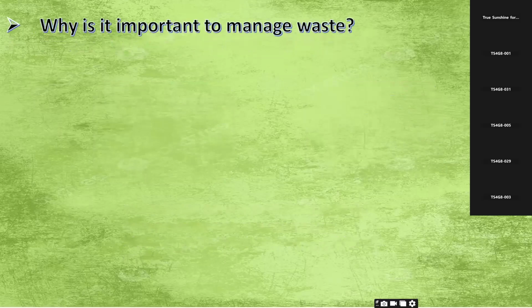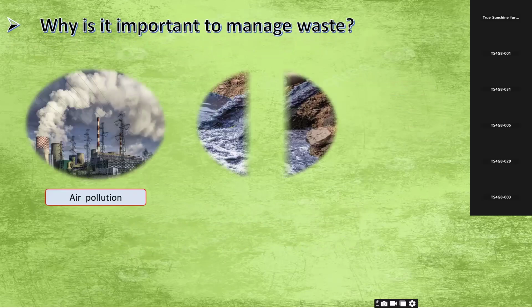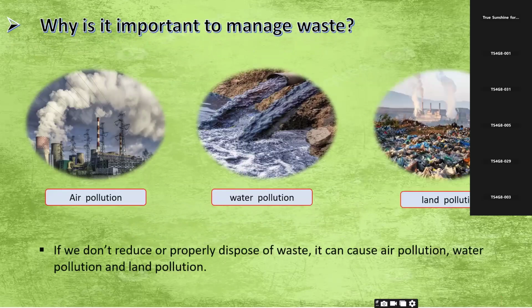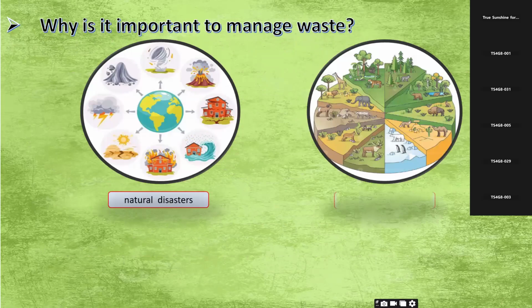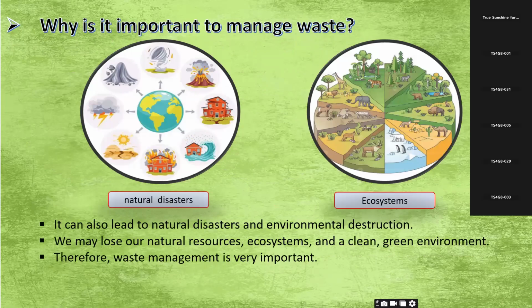Why is it important to manage waste? If we don't reduce or properly dispose of waste, it can cause air pollution, water pollution, and land pollution. It can also lead to natural disaster and environmental destruction. We may lose our natural resources, ecosystem, and a clean environment. Therefore, waste management is very important.